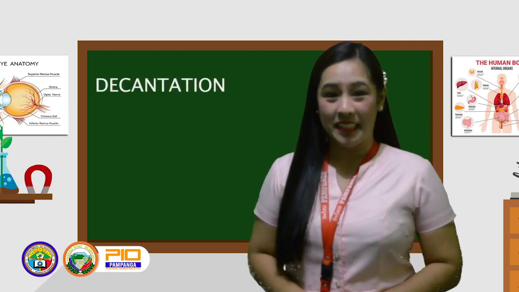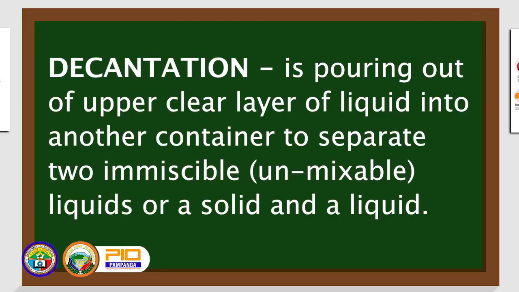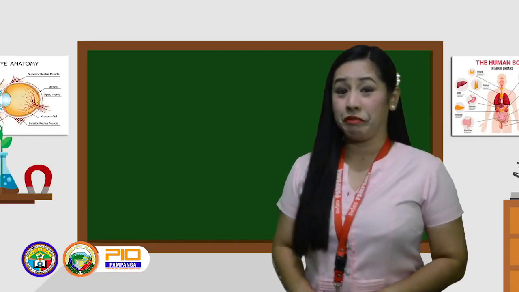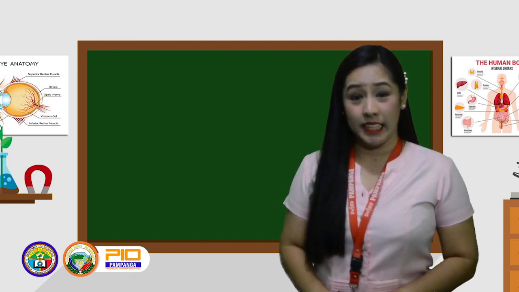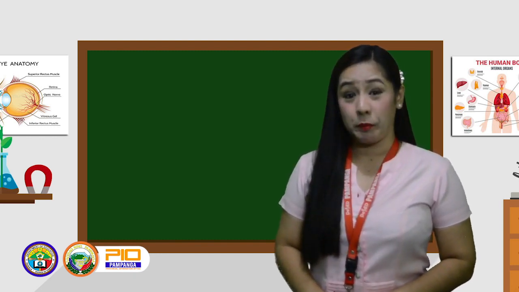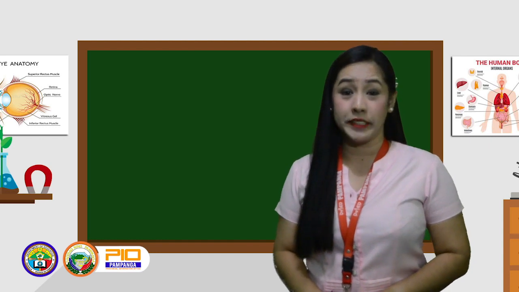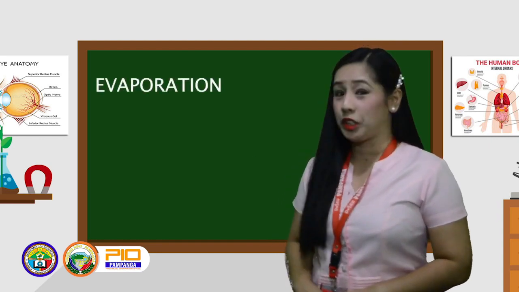This is called decantation. Decantation is pouring out the upper clear layer of liquid into another container to separate two immiscible or unmixable liquids, or a solid and a liquid. I know through the first activity, you had a deeper understanding about decantation. Let us have another process used in separating mixtures, which is evaporation.